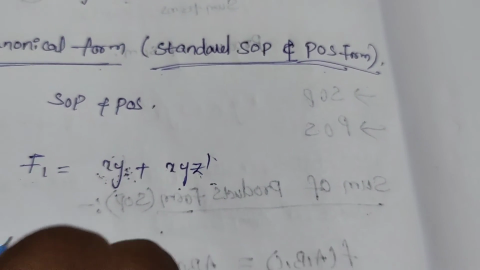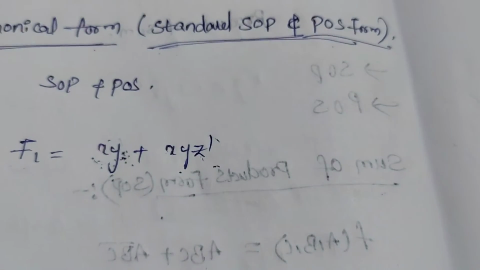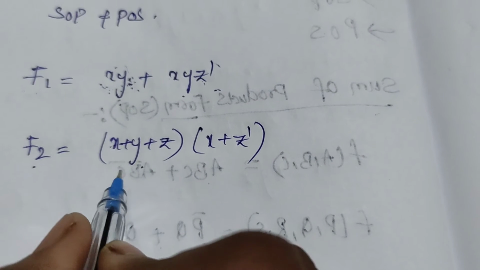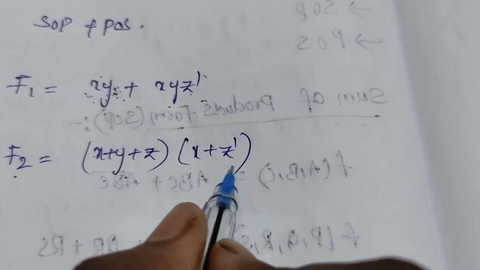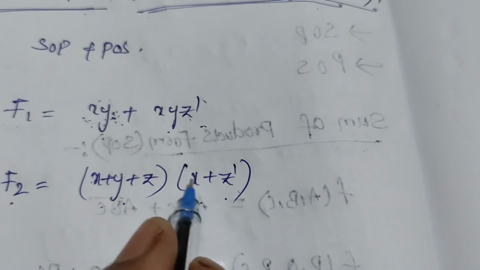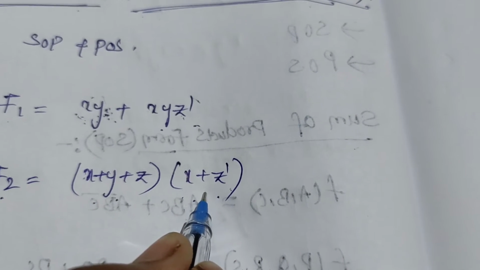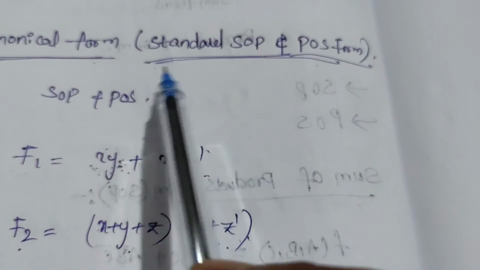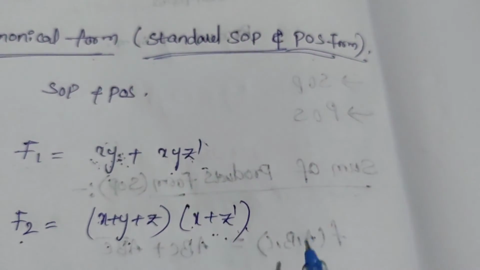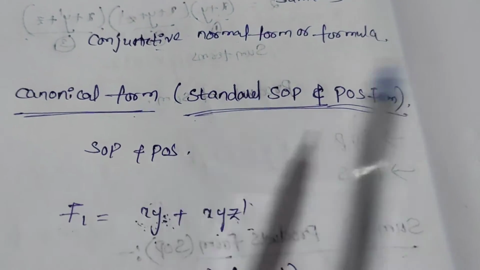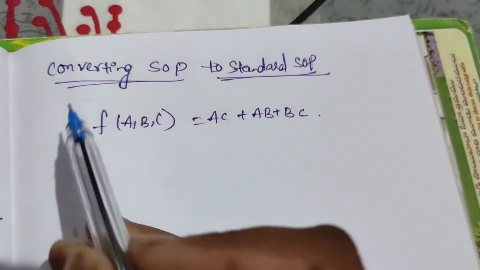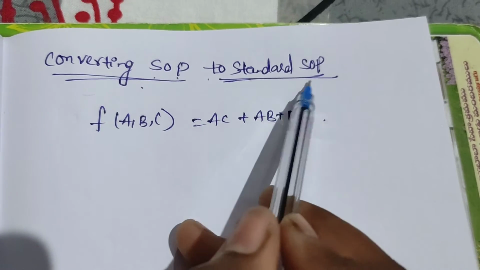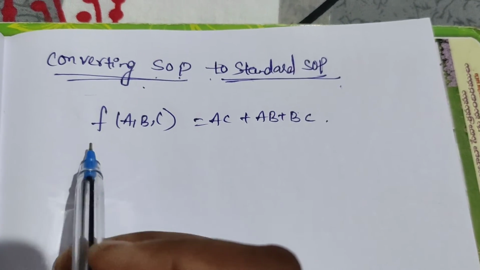Similarly, for standard POS, the function f2 is in the form of product of sum. Here the second term consists of only 2 literals. The variable y is missing. Each and every term should consist of all the literals. Then it becomes standard POS, known as canonical form. Now, converting a sum of product to standard sum of product: that is how we will see.